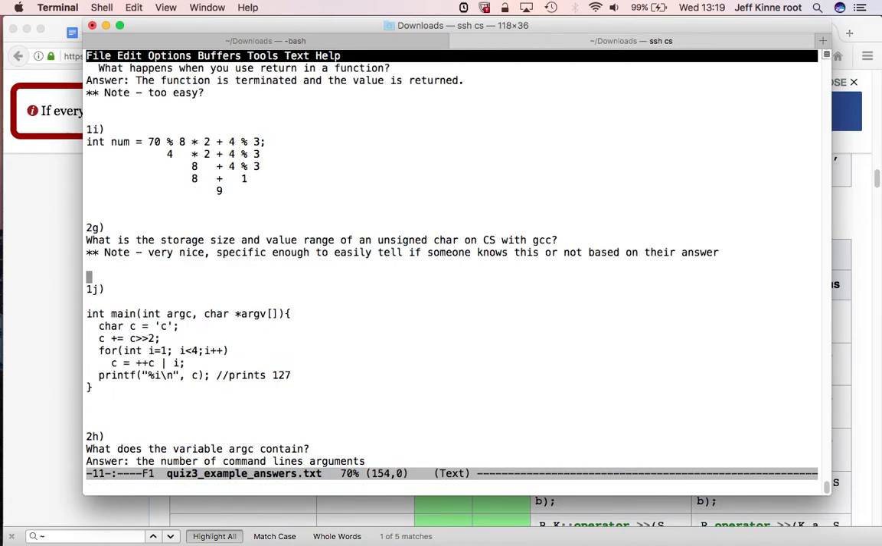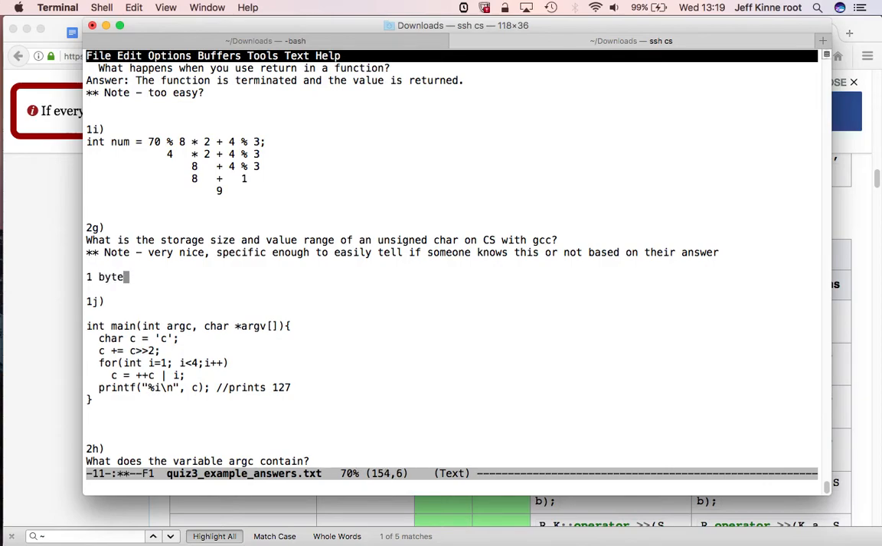Storage size and value of an unsigned char. All right, an unsigned char on CS with GCC is 1 byte, and the range is 0 to 255.